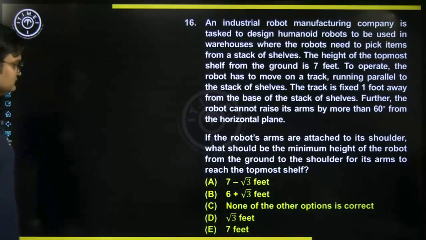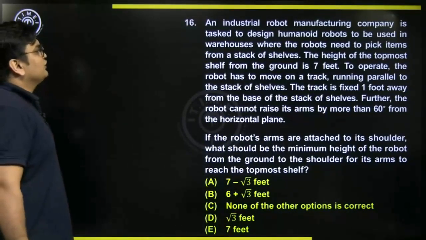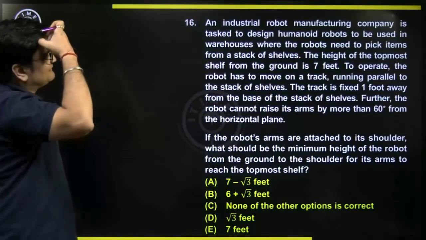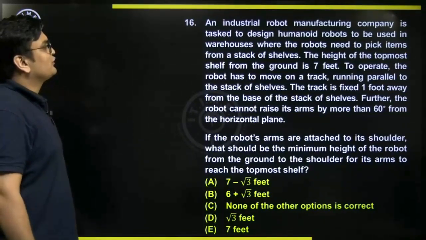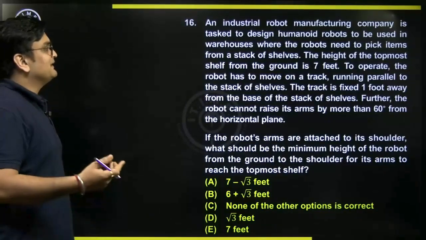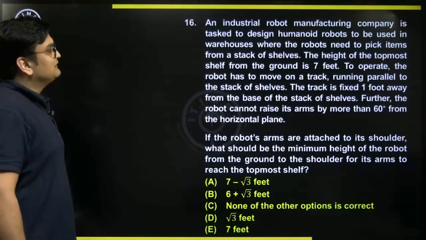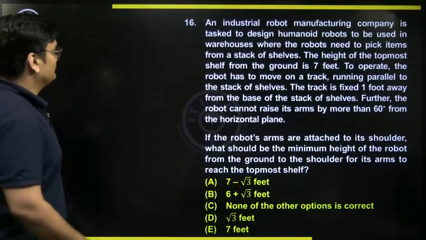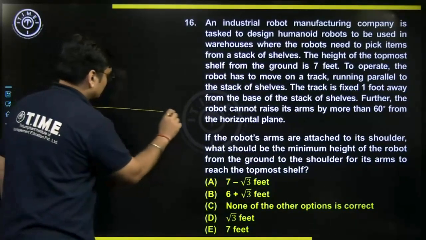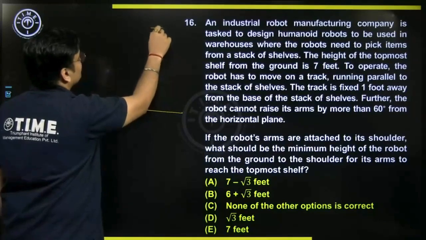16th one. An industrial robot manufacturing company is tasked to design humanoid robots to be used in warehouses where the robots need to pick items from a stack of shelves. The height of the topmost shelf from the ground is 7 feet. Suppose this is the ground. This is the topmost shelf. This is 7 feet.